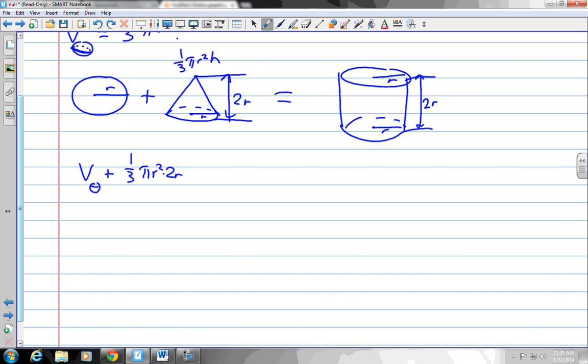And we know the volume of a cylinder, and actually we'll use it today. The volume of a cylinder is just the area of the base times the height. So the volume of a cylinder is pi r squared times h. Right?